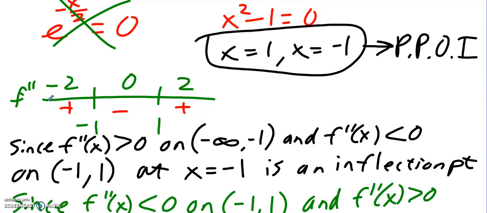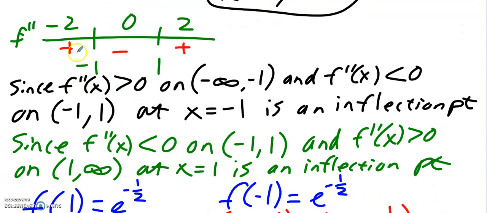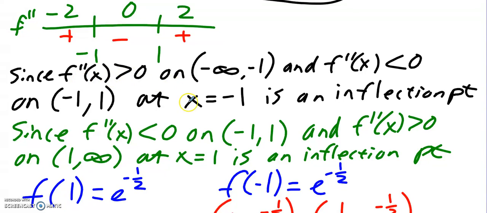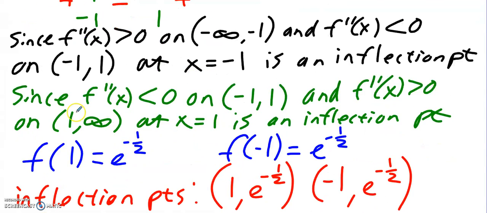Find or make my concavity chart. So negative 2, 0, positive 2. I get plus, minus, plus. So I see that I have 2 inflection points. Use my derivative speak: since f double prime of x is greater than 0 on negative infinity to negative 1, and f double prime of x is less than 0 on negative 1 to 1, at x equals negative 1 is an inflection point. And since f double prime of x is less than 0 on negative 1 to 1, and f double prime of x is greater than 0 on 1 to infinity, at x equals 1 is an inflection point. Plug those values back into the original function to find the y values and get your inflection points.